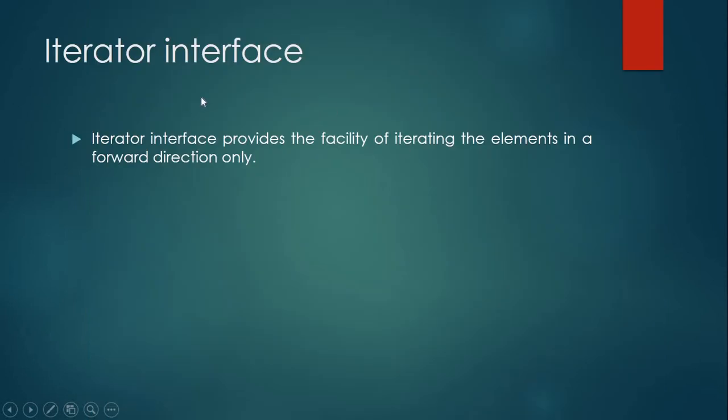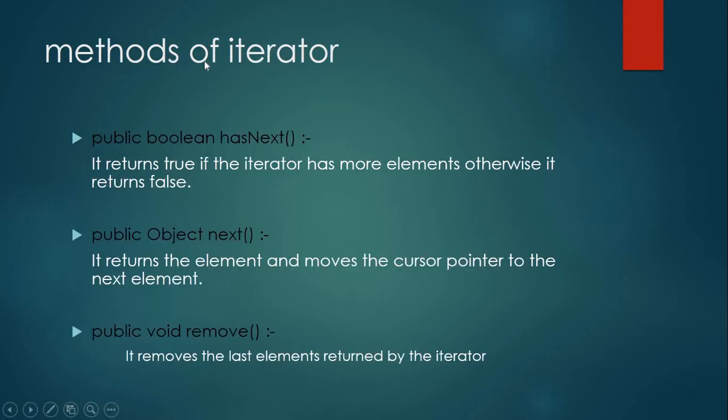We will start with the iterator. So our question is, what is the iterator interface? The iterator interface provides the facility of iterating the elements in a forward direction only. It means if we have 10 elements, then we can start from the first element and get elements in the forward direction: first element, second, then third, then fourth. In the forward direction we can get elements by the iterator interface.